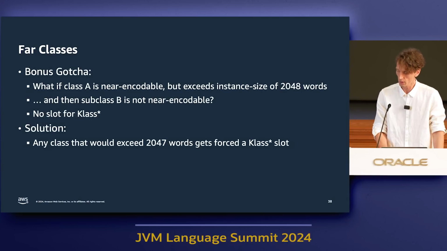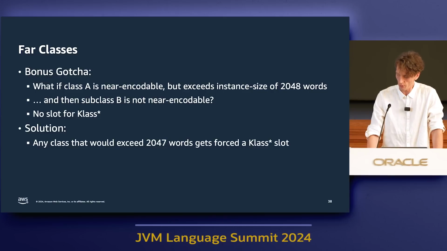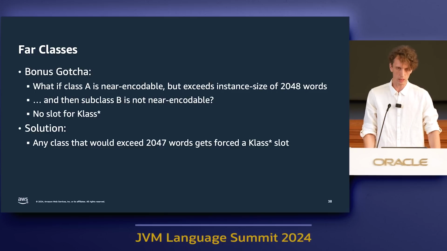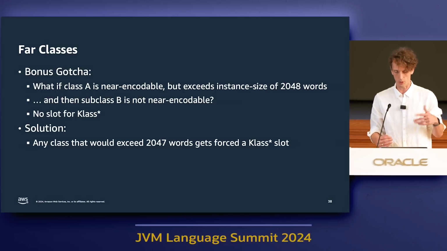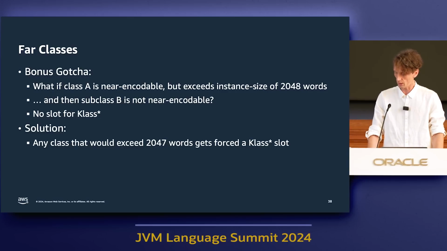There's an extra gotcha here. What if we have a class A that is near encodable because it's still below this 500,000 or so limit, but it's already larger than the instance size that we could address a far class from, and then we get a subclass B of that class A that is not near encodable? And we want to tag on this class pointer or insert it somewhere, but we don't have any space anymore because the instance size is already larger than this. So there's no slot for the class pointer there.